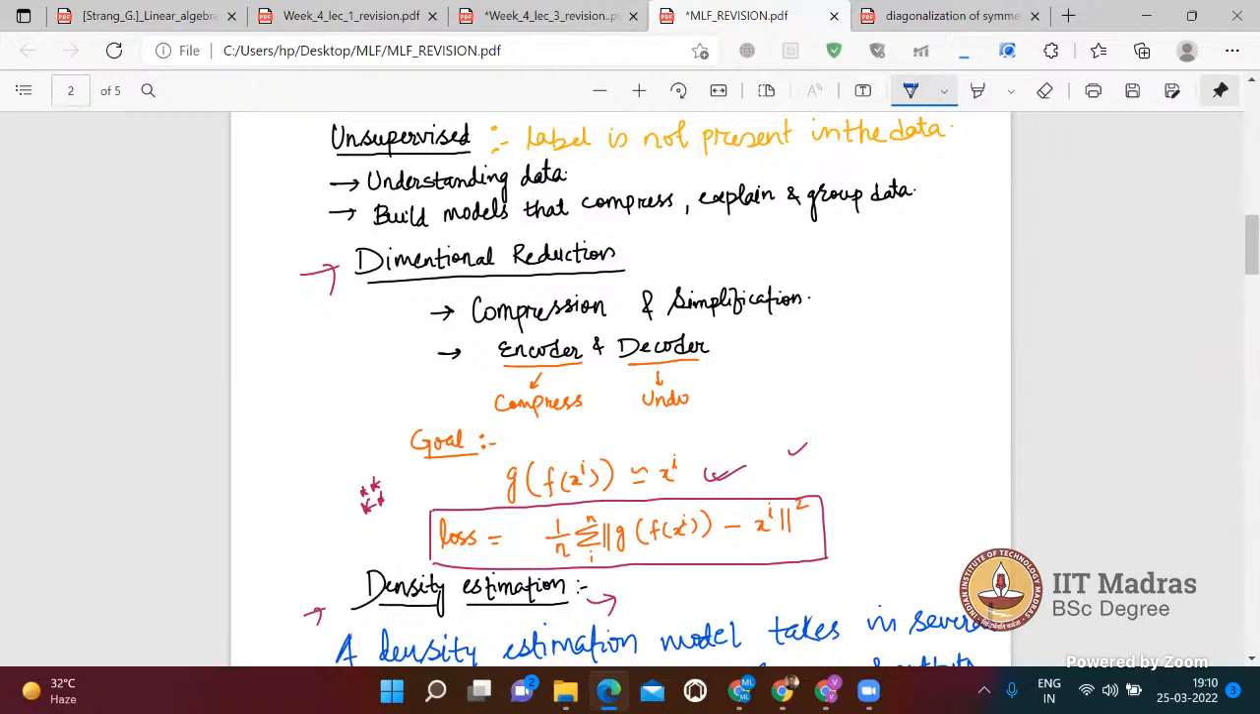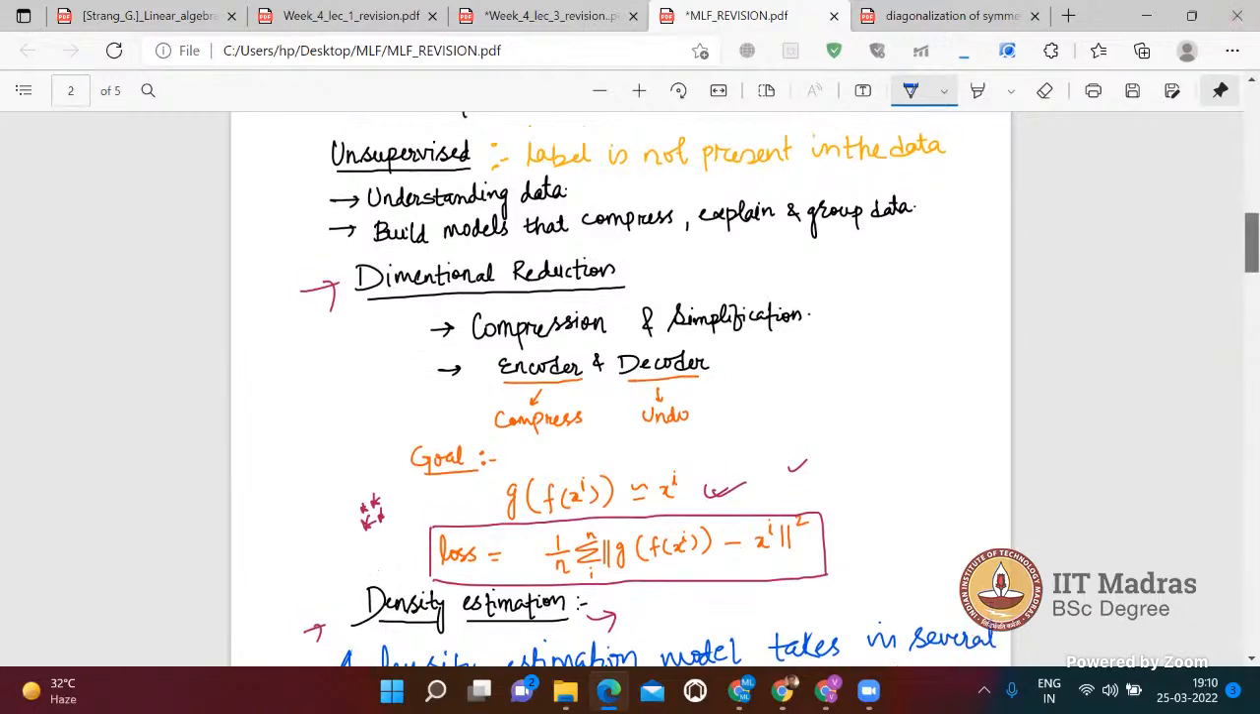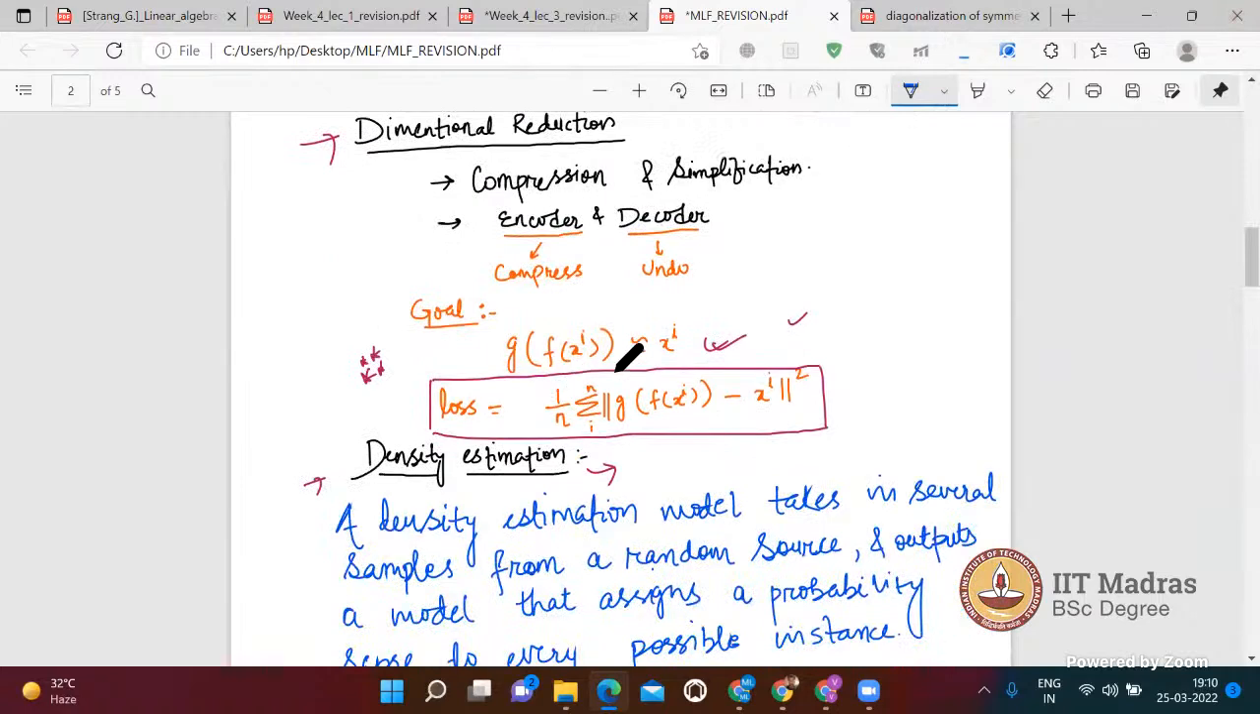Like if we are having a very large chunk of data, we can just compress that data set, and then we can use the decoder to undo that, and then we can utilize that data set. Okay, and now what is our goal here? Our goal is, whenever we are doing the encoding and decoding, whatever outcome we get after the encoder and decoder should be almost similar to the starting data set.